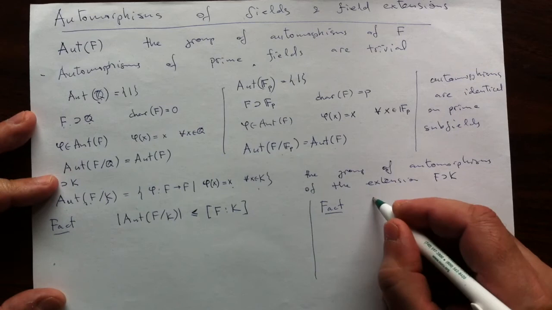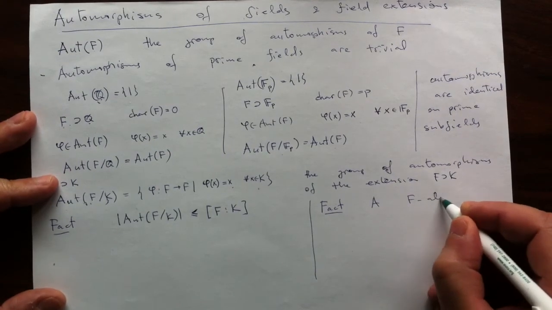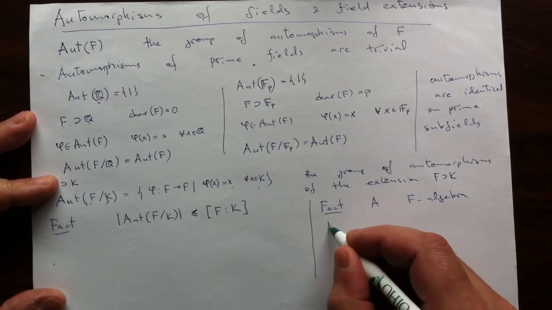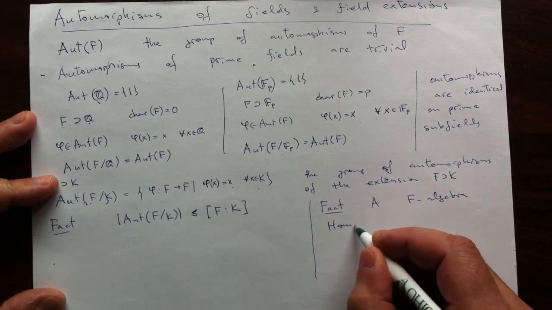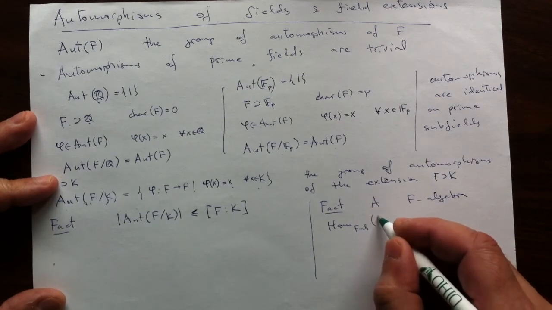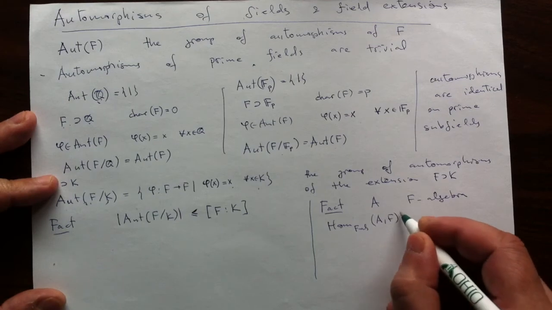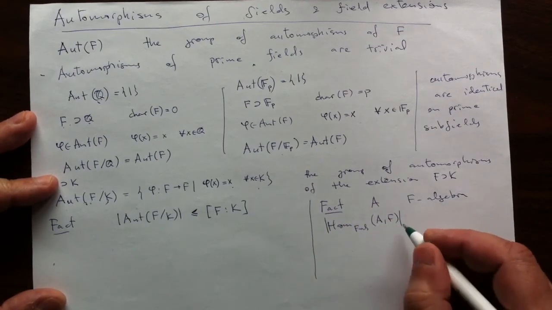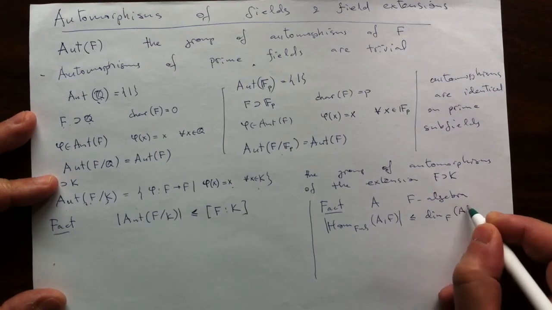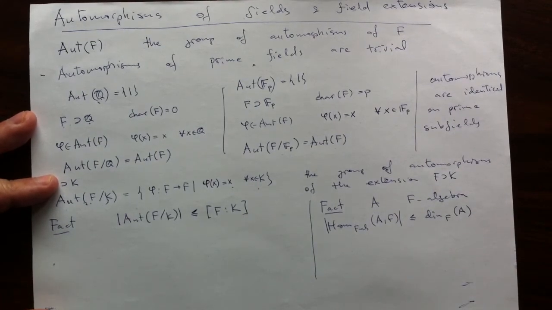If I have an algebra A over a field F, and I look at the set of all F-algebra homomorphisms from A into F, then the number of elements, the cardinality of the set, should not be larger than the dimension of this algebra. So that, again, is a very straightforward statement that will imply this inequality.